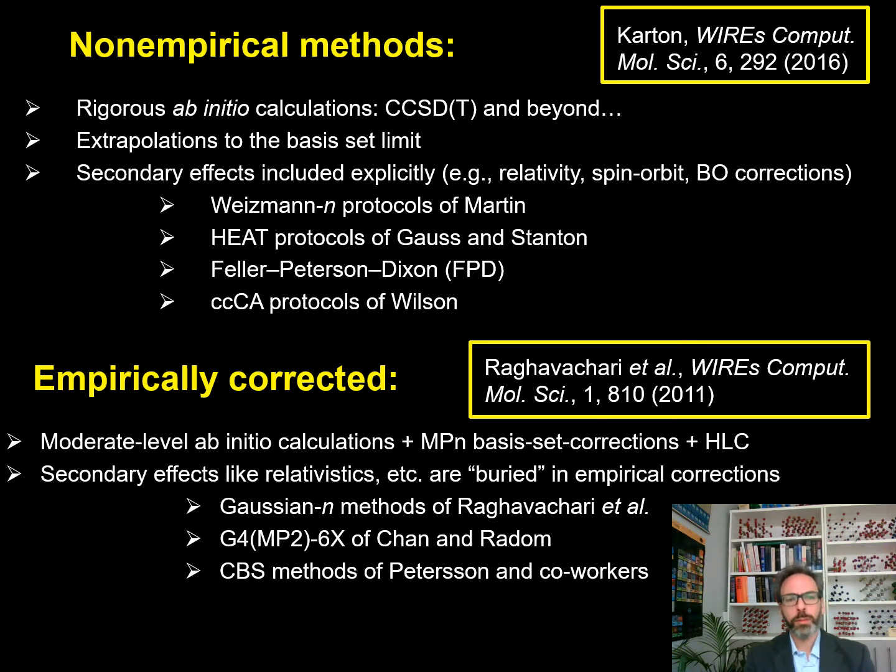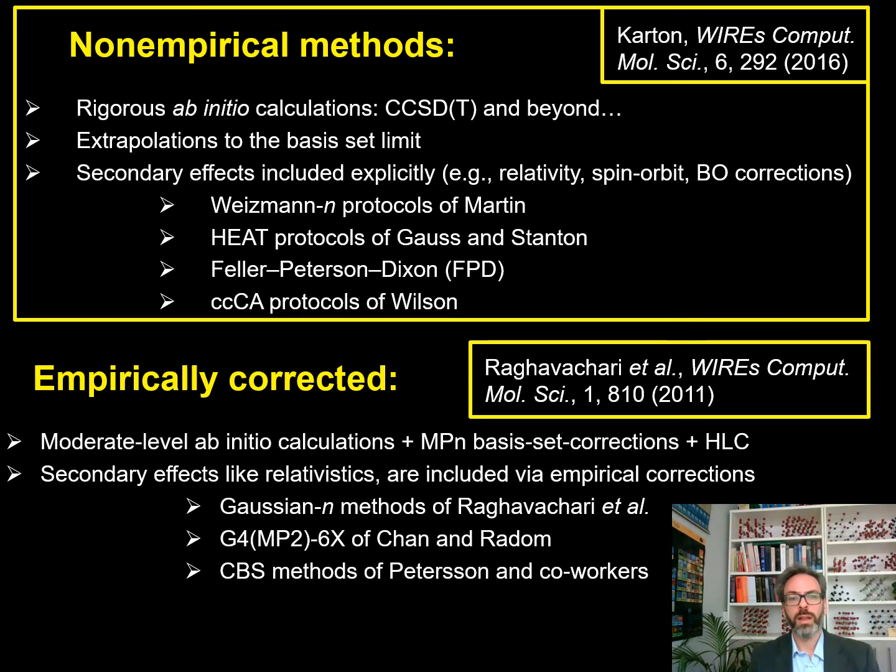Because these methods are computationally much more economical, they are applicable to much larger systems than the non-empirical methods and are therefore very, very useful. Methods of this type include the Gaussian-N methods of Krishnan Raghavachari and co-workers. In this context, I should also mention the G4(MP2)-6X method of Bun Chan and Leo Radom, and also the CBS methods of Petersson and co-workers. Here I will mainly talk about the non-empirical methods.